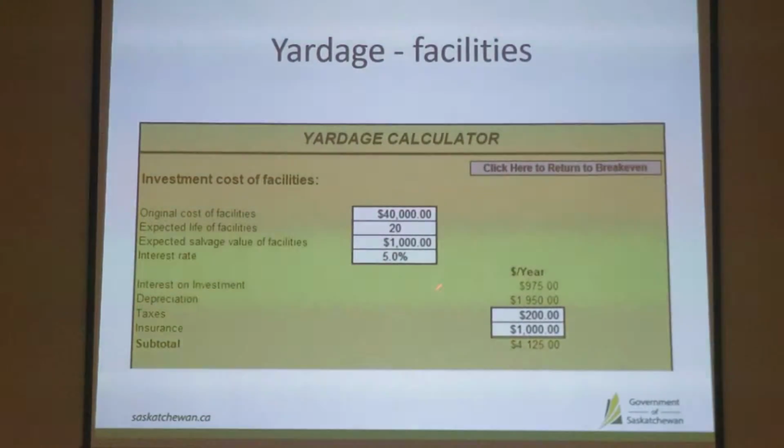We put in an interest rate of 5%. Either we're paying that on a loan, or else it's money that's tied up that could be doing something else for us, so we're going to have that cost either way. So the interest on investment is $975, and our depreciation per year is about $1,950. Add on some taxes and some insurance, and our facilities are going to cost us about $4,000 a year.